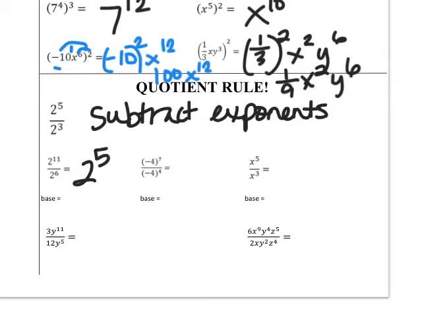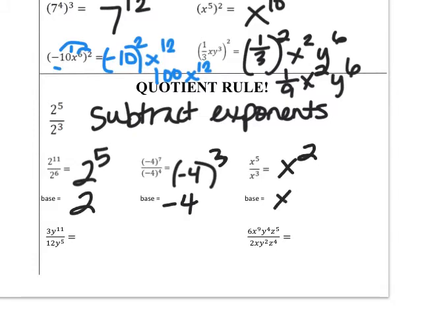What I think of is, do I have more on the top or on the bottom? So in this case, I've got 7 on the top, 4 on the bottom. I have more on the top by 3, which means this is not a fractional exponent. If your answer is not a fraction, this is really over 1. And then here we have 5 minus 3 is 2. So the base for this was 2, our base here was -4, and our base here was x.